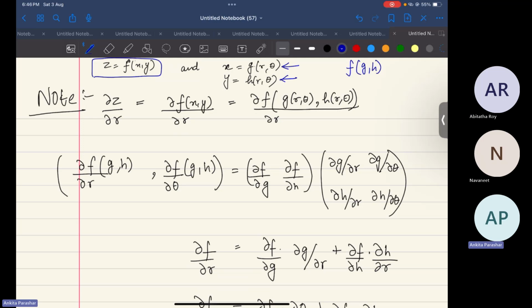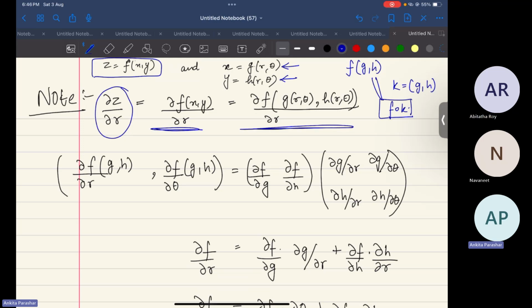This is okay, right? If I write k to be some function (g, h), then I can write f composed with k. So, what do you want? Suppose I want to compute del z by del r. Function z is a function of x and y, but further they are functions of r, so I can talk about the partial derivative with respect to r. That means we want to compute this. Now, how to see this?